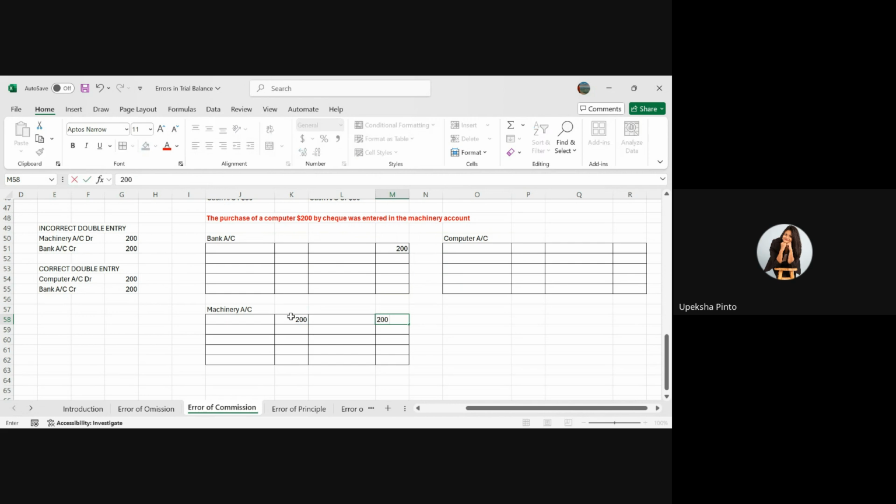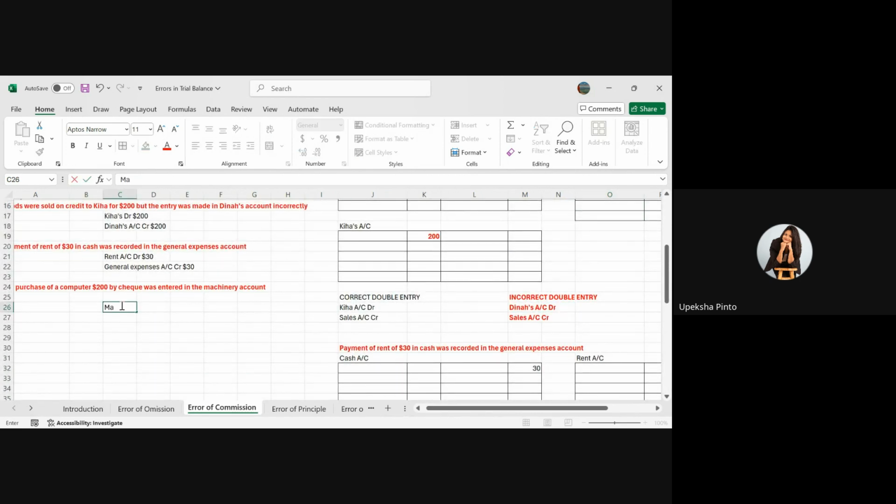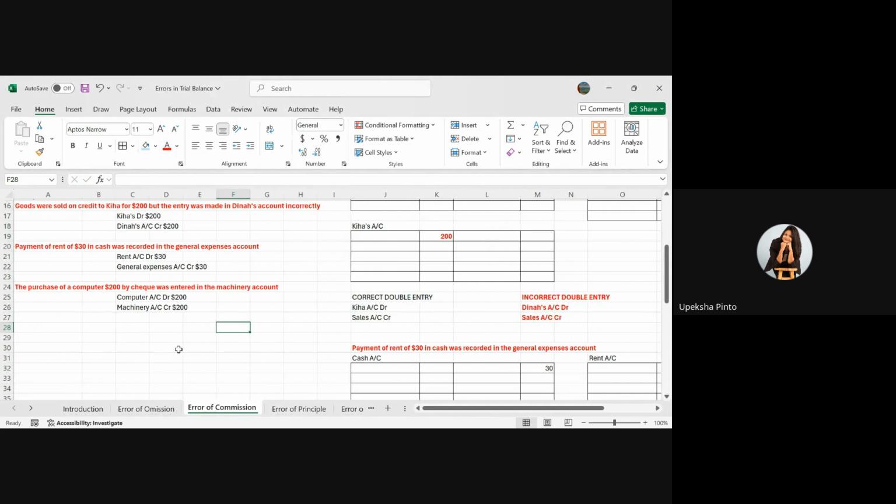So I must remove from machinery. Remove means machinery account credit, right? And then I must put it to the correct account. Correct account is what? Correct account is computer, which is 200 over here, right? Removing from the wrong account, putting it to the correct account. Then what's my double entry? I must remove from machinery, so machinery account becomes credited by 200 and I must put it to the computer account. Computer account must be debited by 200. Right? That is what you're supposed to do here.